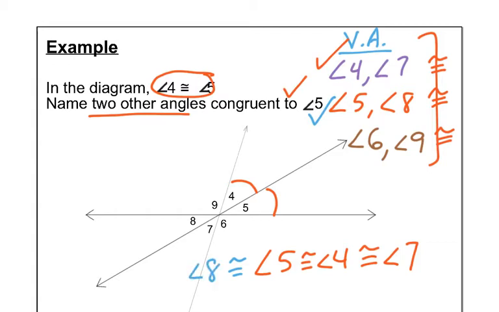Now, I know it only asks for 2 others, and we did it. We knew that 5 is congruent to 4, so we also said it's congruent to 7 and also congruent to 8. So great. That means they're all congruent to each other. So if one of them is 20 degrees, all those are 20 degrees. And that's how vertical angles work. Aren't they nice? They're so useful because if they're ever opposite of an X diagram with 2 lines, then they're always congruent. That's going to help us a lot.